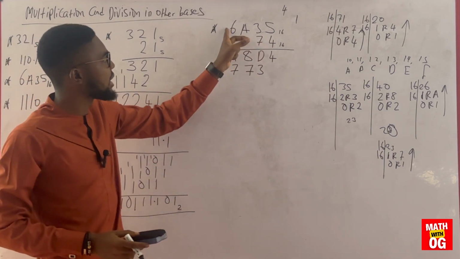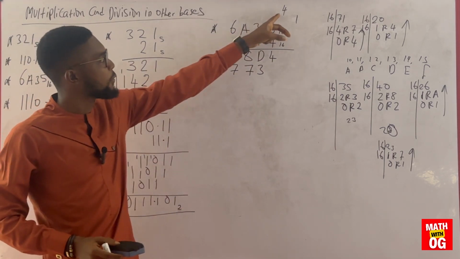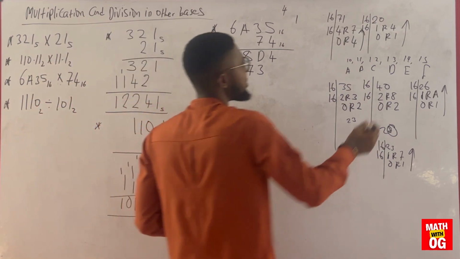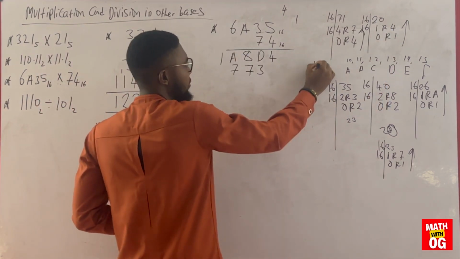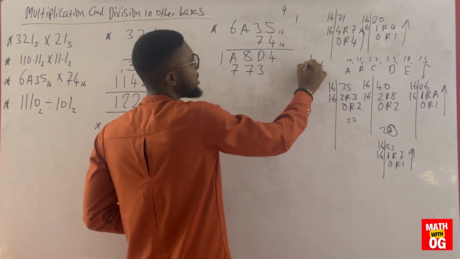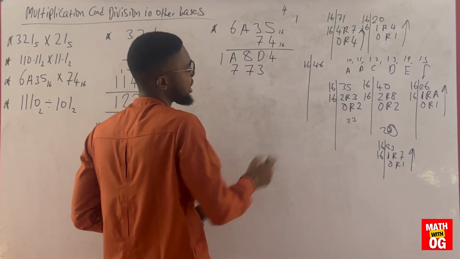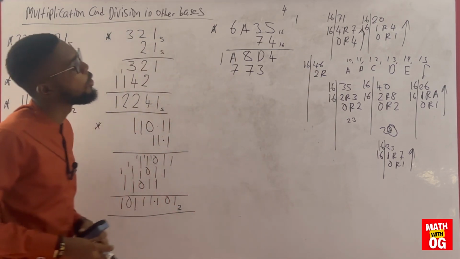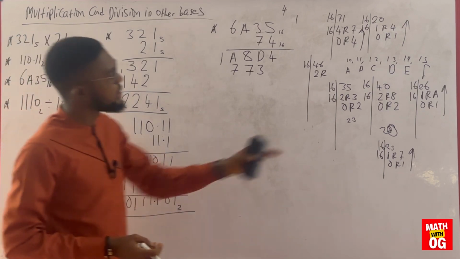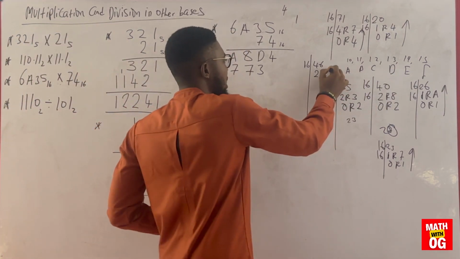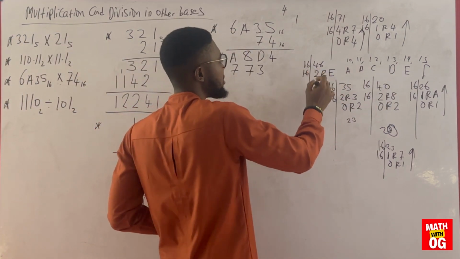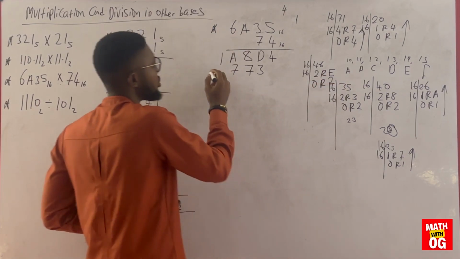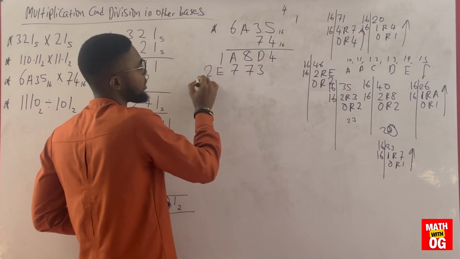Lastly, 7 times 6, 42. 42 plus 4 is 46. So I have a 46. So let's do that here. 46. I'll say 16 into 46. I think that can go twice, which is 32, with a remainder of 14. 14 is E. So we have an E here. Then 16 can go again. 16 into 2, 0, with a remainder of 2. So this should give us 2E.